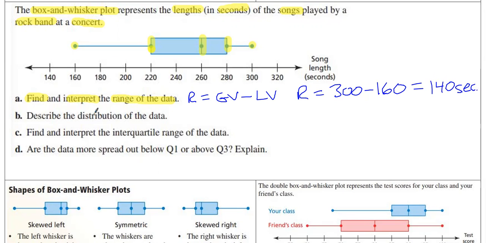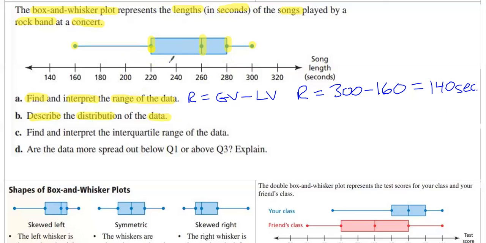All right, so now the next one says describe. Oh, wait, and by the way, that range is telling you kind of how spread out the data are. The problem with the range, and the reason we'll use the IQR, which we're going to get to in a second, is because the range can be affected by those outliers. We'll get to that. Describe the distribution of the data.